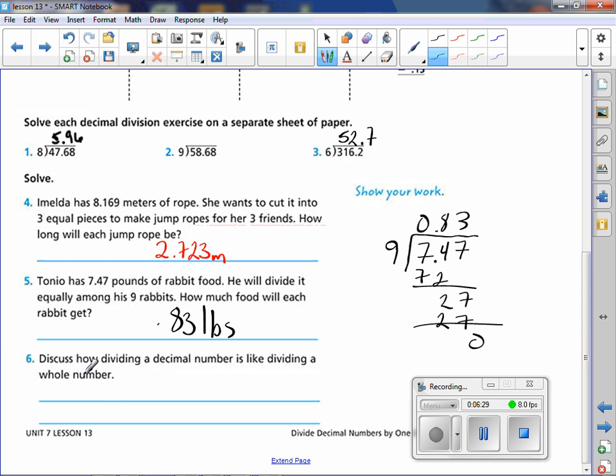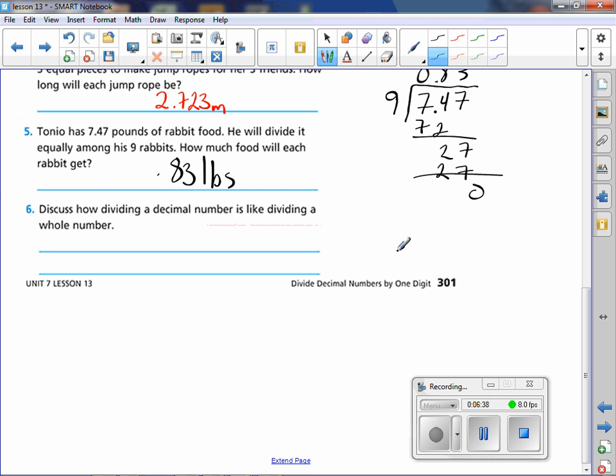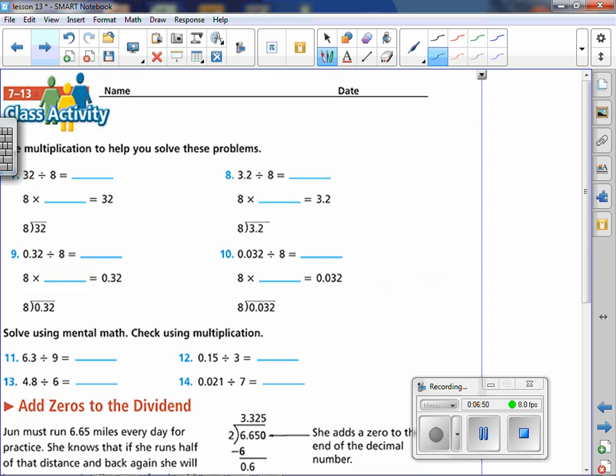Okay, so I want you on number 6 to discuss how dividing a decimal number is like dividing a whole number. I expect that done by when you come to class, because this is where we will start with our table group. Do this for class, okay? Because we're going to discuss that with our table groups tomorrow. That's going to be our starting point.